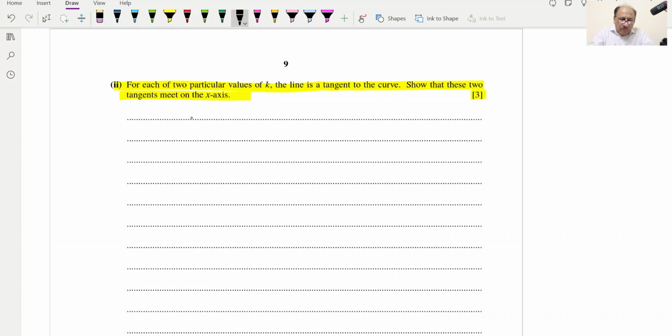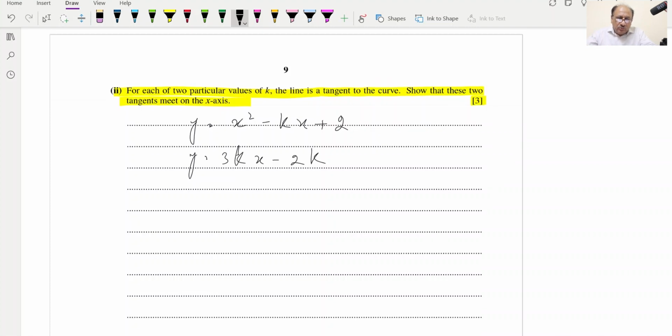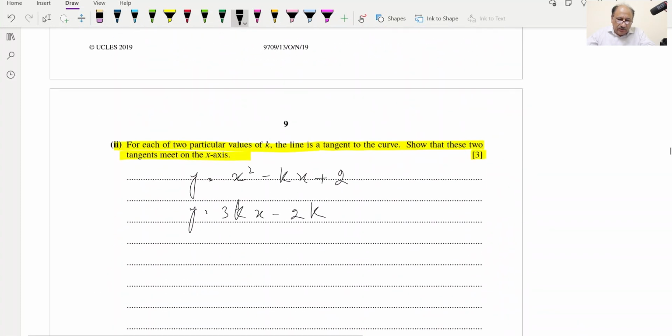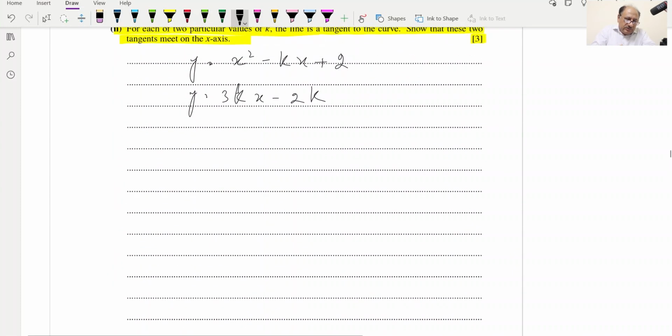So our y value, we can write y is equal to x squared minus kx plus 2, and y is equal to 3kx minus 2k. These are the two equations which they have provided in the main question. One is this one and the second is this one. So we are taking these two equations and we will be replacing k is equal to 1. For k is equal to 1, we will be getting these equations.